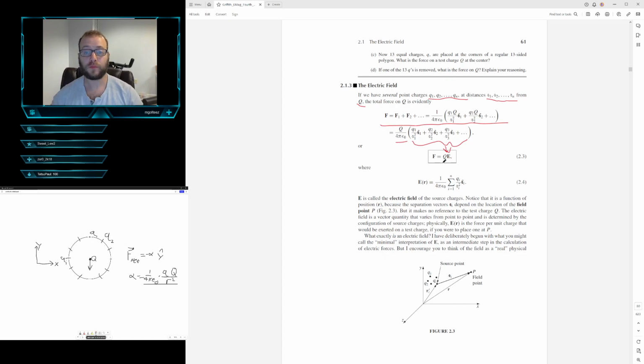So, the electric field is defined as the field of the source charges, a field that is created by the source charges. So if we put any test charge within that field, it will feel a force in the direction of that field at that point. So we end up with this equation where we sum up all of our charges.